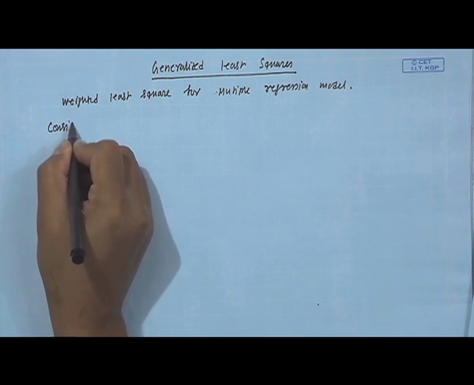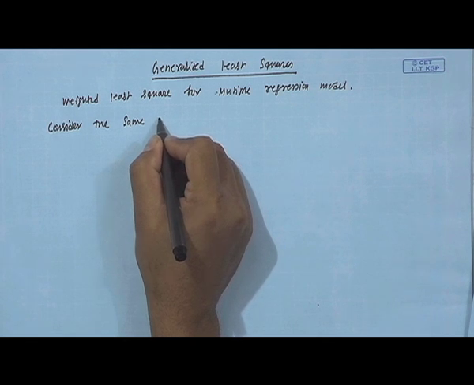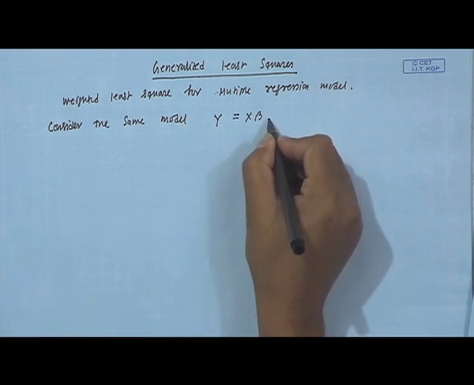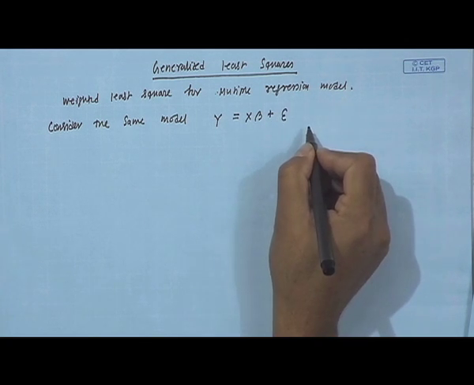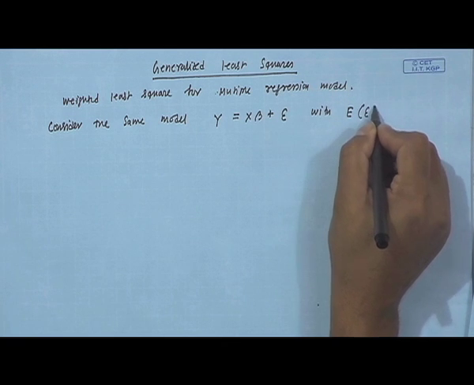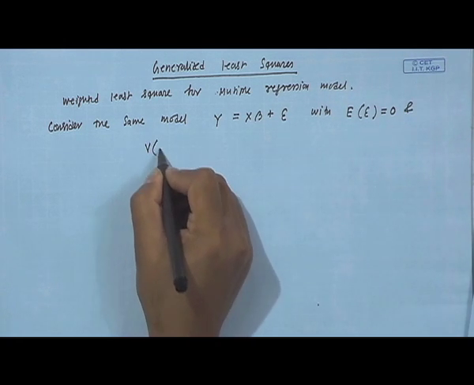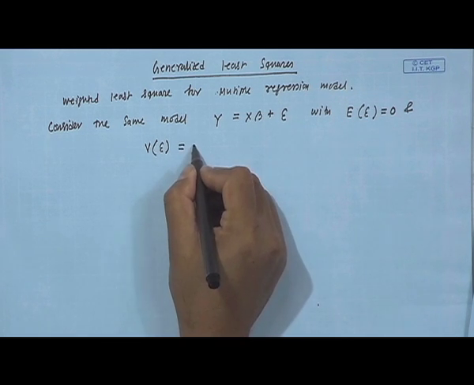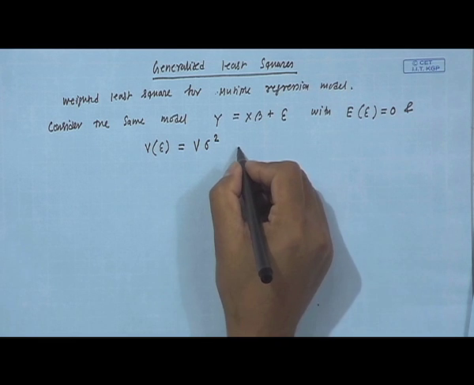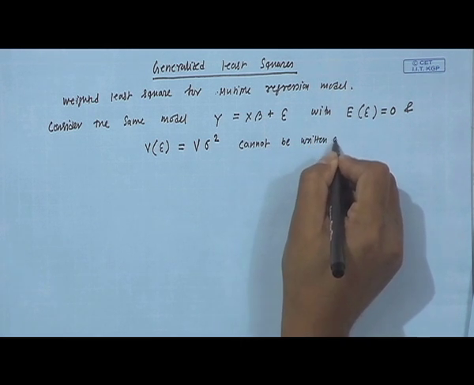So, you consider the same model, say y equal to X beta plus epsilon, with expectation of epsilon is equal to 0 and variance of epsilon is equal to V into sigma square, and this V into sigma square can't be written as I sigma square.